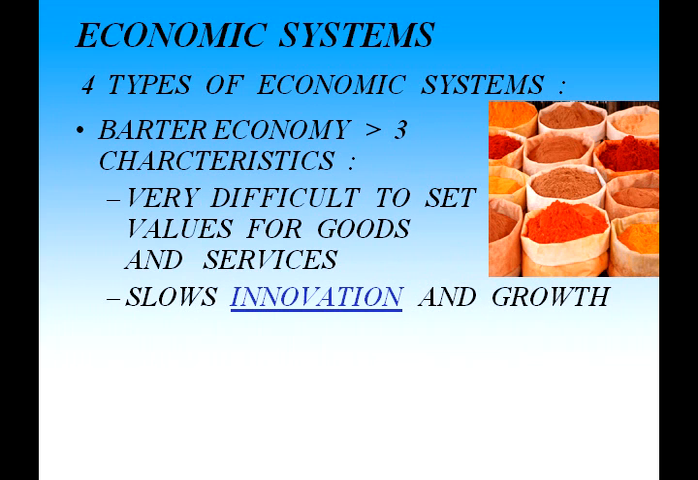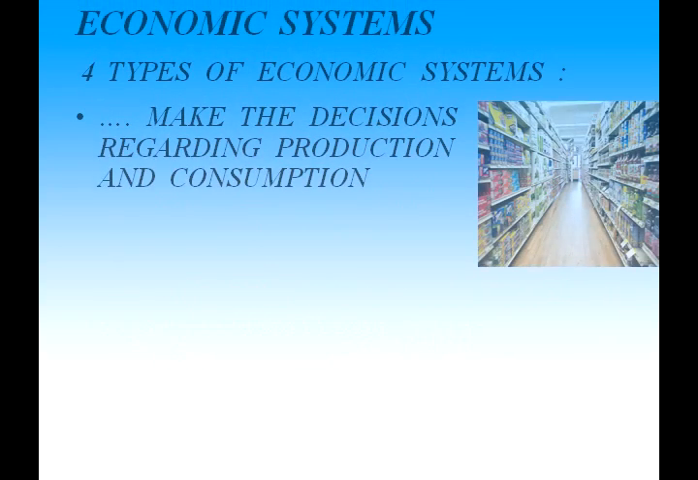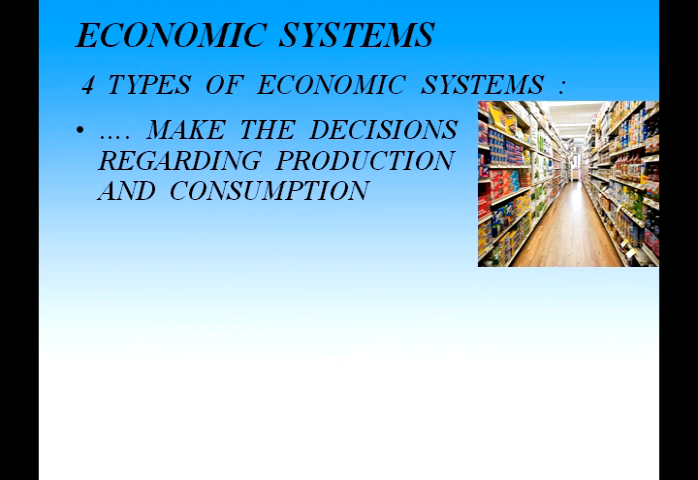The second type of economic system is called capitalism. It also has another name. You'll hear it referred to quite often as a free market economy. Under capitalism, it's an uncontrolled price-based system that uses money. And in this system, the private consumers make the decisions regarding production and consumption.